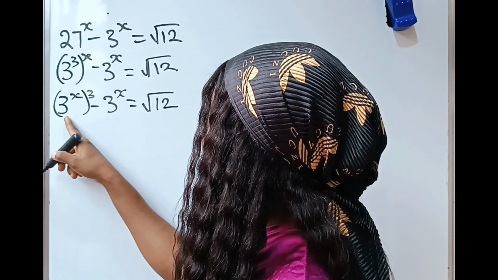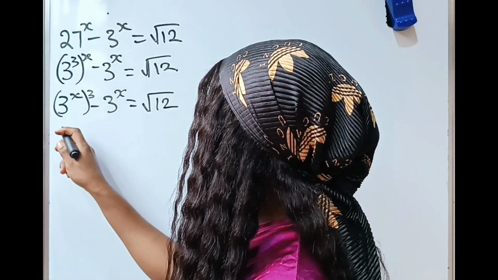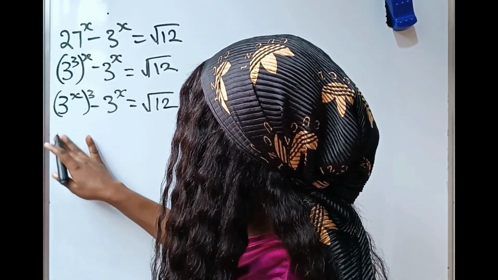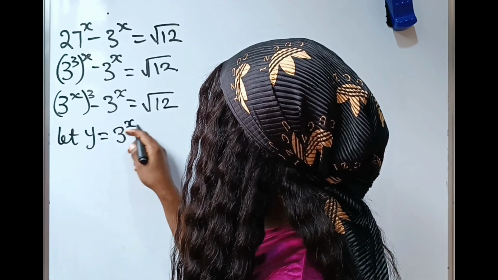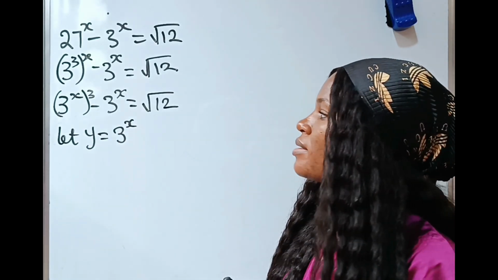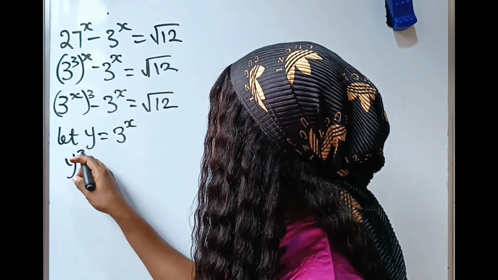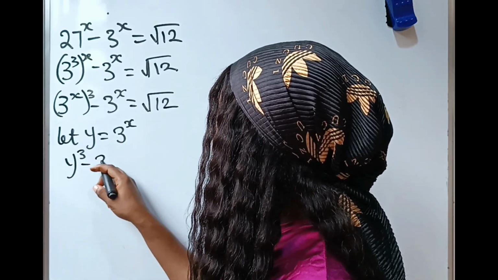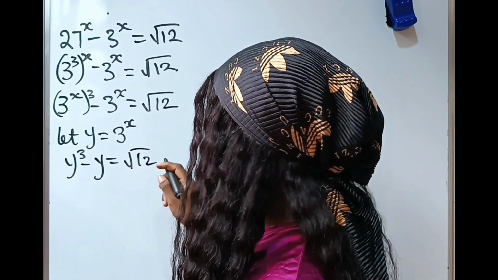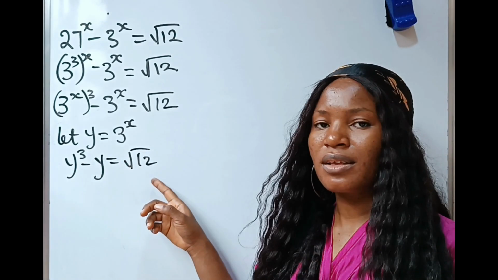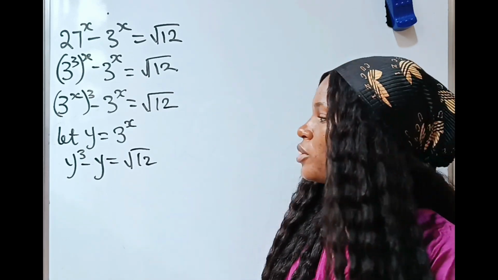All right, now we have 3 to the power of x, 3 to the power of x. You can call it something. Let y be equal to 3 to the power of x. So that means we can write this as y to the power of 3 minus y is equal to square root of 12. Now we have a square root sign here. The only way to remove it is to square both sides of this equation.